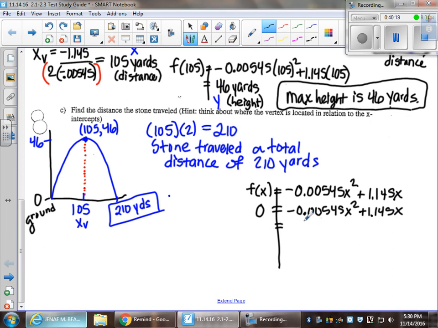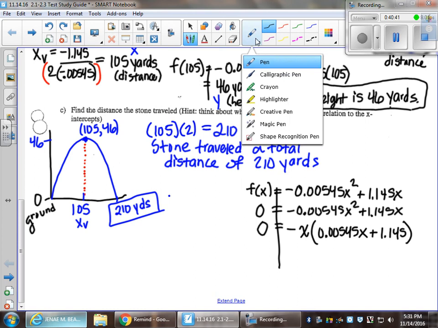Okay. We can factor out a GCF. What's the GCF? I'll factor out a negative. I see two x's here, one right there. So I'll factor out negative x. That will leave behind 0.00545x plus 1.145. And this is still set equal to 0.